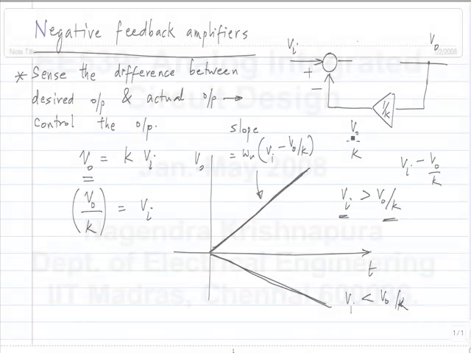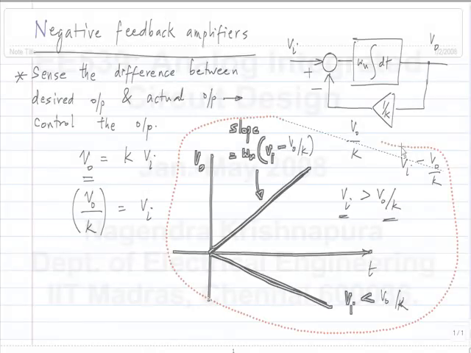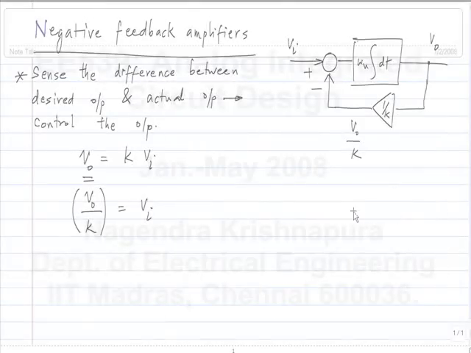So the function I need is that this is some constant times the integral of the difference. So when does this system reach steady state? When will the output stop changing? When the integrator input is 0, right? That's the only way the integrator output is going to be a constant.